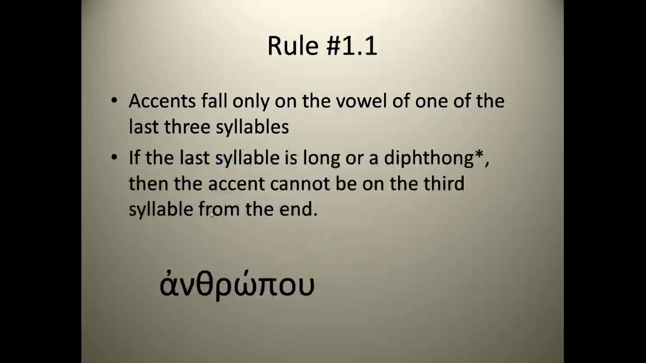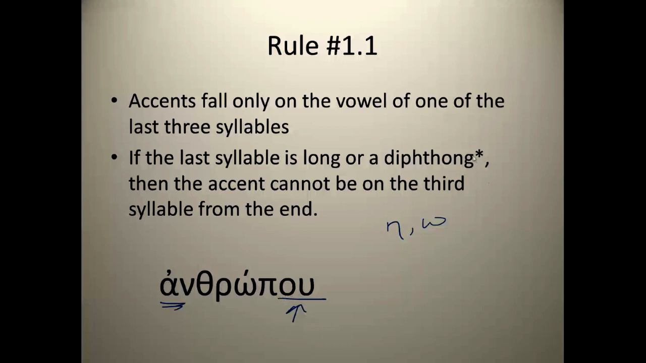Now there's a little sub to this, which is that if the last syllable of the word, in this case this oo, this diphthong, is long, so it may be an eta or an omega, or it's a diphthong, that is those 2 vowels that are put together, then the accent cannot be on the 3rd syllable from the end. So because this is long here, this alpha could never have the accent. So anthropou, not anthropou. So rule 1, accents can only fall on one of the last 3 unless the last syllable is a diphthong or long, and then it can only be on the last 2.